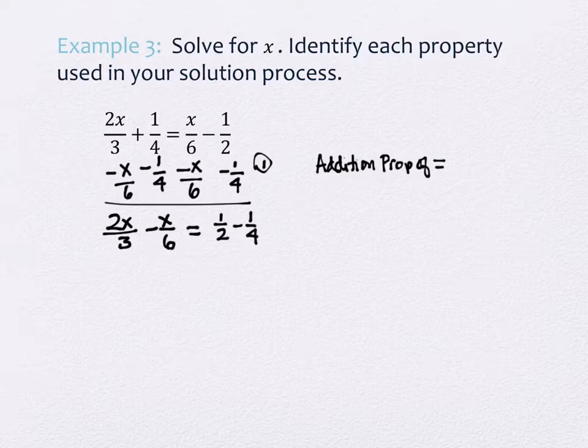I've got a 3, a 6, a 2, and a 4. 12. Does 12 work on all of them? Cool. All right, we will use 12 as our denominator. So that means this denominator gets multiplied by 4. This one gets multiplied by 2. This one gets multiplied by 6, and this one gets multiplied by 3.